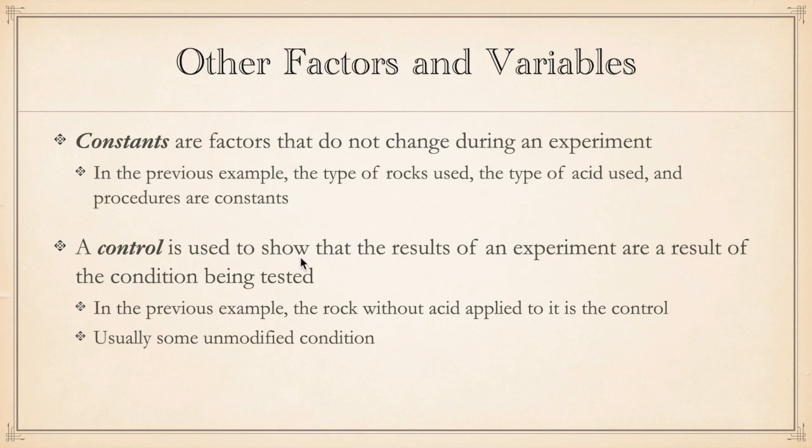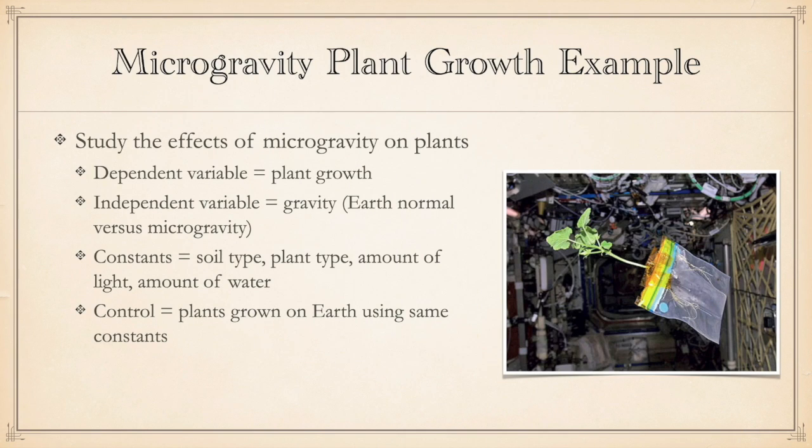A control is used to show that the results of an experiment are a result of the condition being tested. In the previous example, the rock without acid applied to it is actually the control, usually some unmodified condition. If you're testing a new medicine, like a vaccine, the control would be somebody who got something they thought was the medicine, but wasn't actually the medicine. There'd be a group of people that didn't get any active medicine, to see if that has any effect versus the actual medicine. That would be a control.